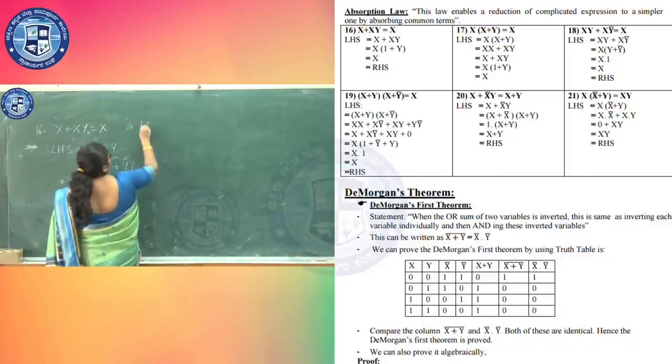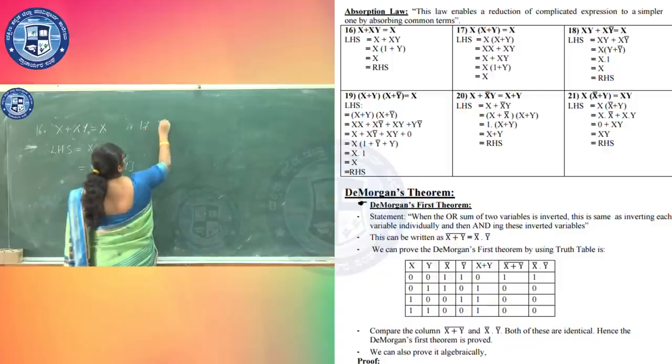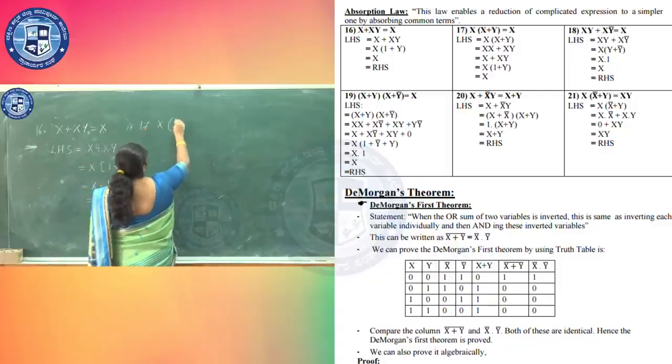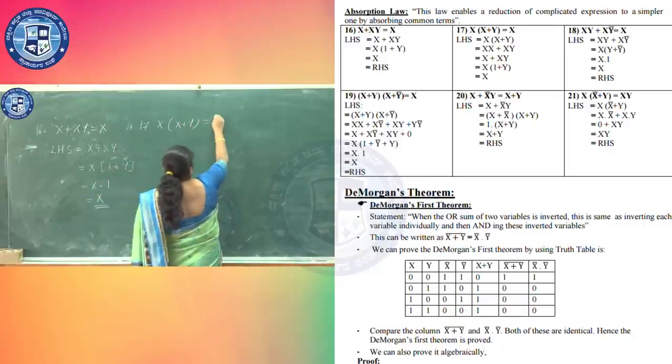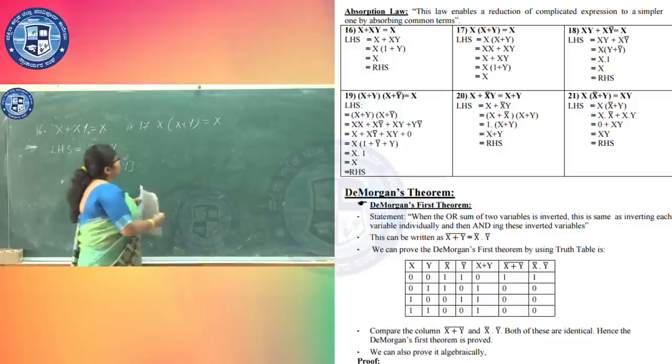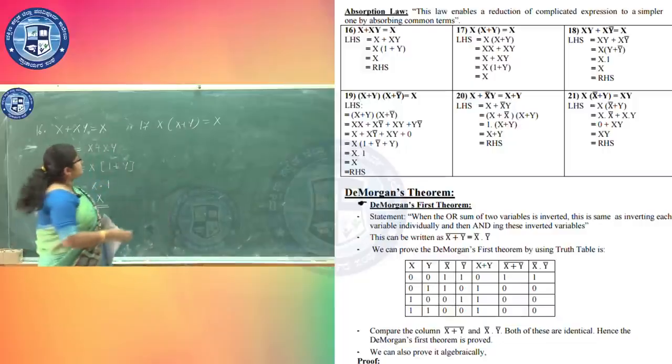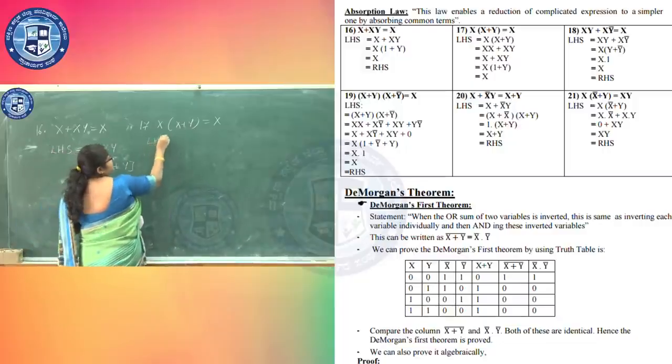Next, 17th one, x into x plus y is equal to x. So x into x plus y is equal to x. We have the LHS.